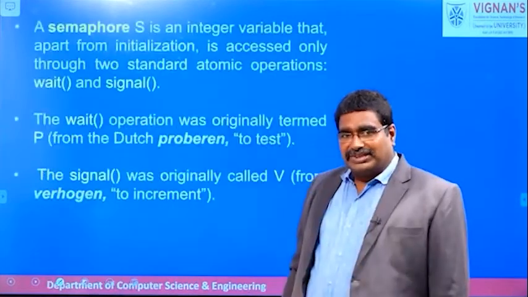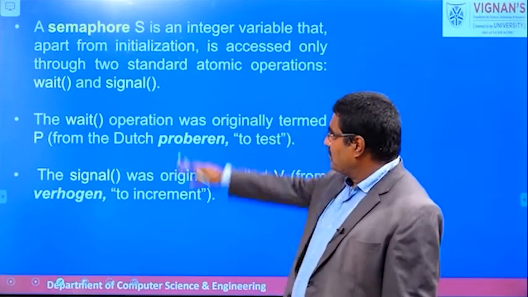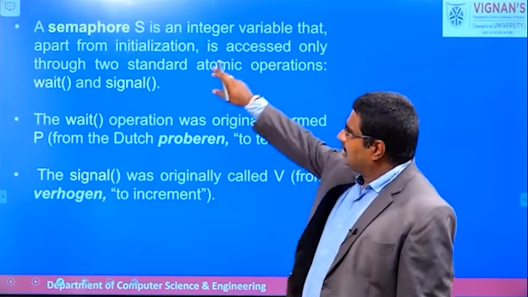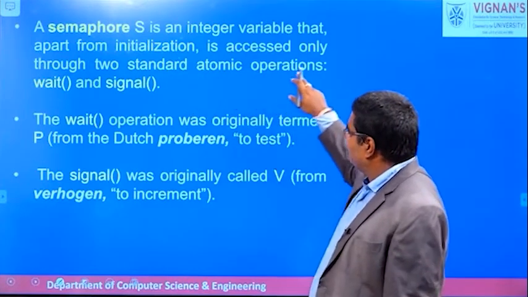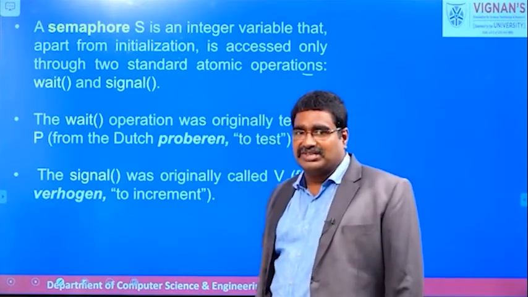In today's class, we try to discuss the semaphores. So, what is the definition of a semaphore? A semaphore S is an integer variable. Apart from its initialization, its value is accessed only through two functions: one is wait and another one is signal.